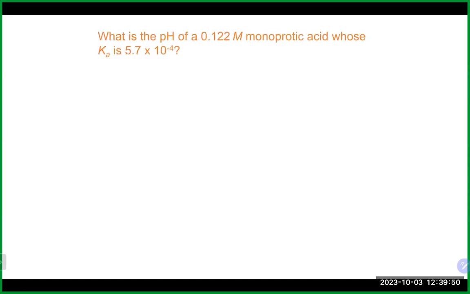Let's try another one here. What is the pH of a 0.122 molar monoprotic acid with a Ka value of 5.7 times 10 to the minus 4? Let's see how you're doing. It's getting towards the end here. Once again, we know a couple of things when we look at this problem. We see a Ka value, so this is definitely a weak acid. So again, we should be doing some type of ICE table in this case.